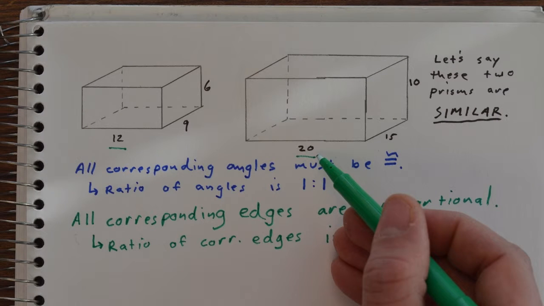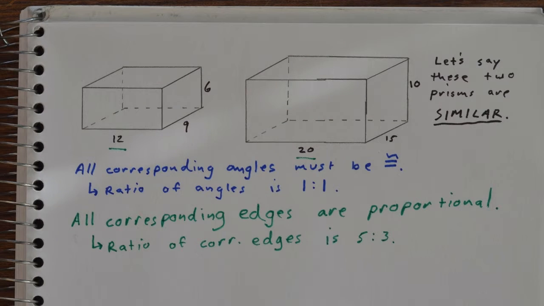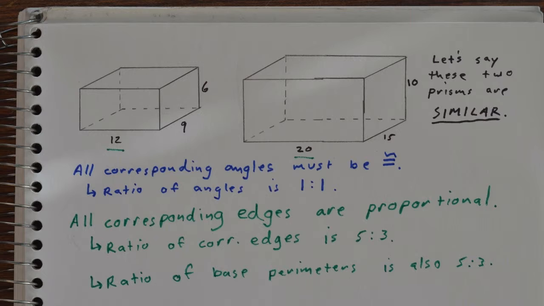I've got 12 and 20. And we typically do scale factor by shape on the right divided by left, or left divided by right. So in this case, we'll do right divided by left. So 20 divided by 12. So that would give us a scale factor of 5 to 3. The ratio of the base perimeters will also follow that same scale factor, because all linear measurements will be proportional in that 5 to 3 ratio.